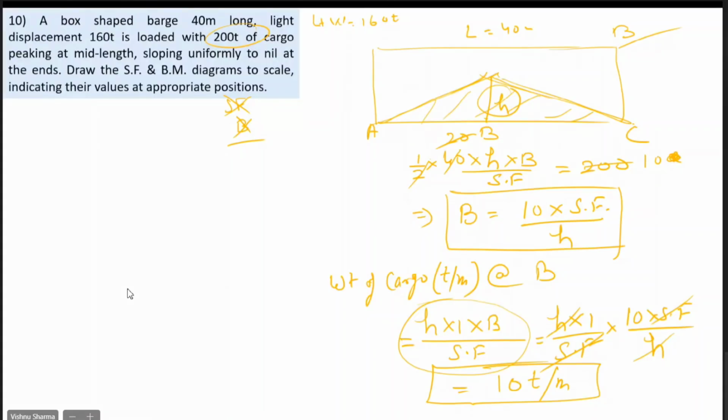You told us, okay, height is H multiplied by 1 meter multiplied by breadth divided by stowage factor. I don't know the breadth, I don't know H, I don't have the stowage factor. How do I get it? So this is the way you will get the weight of cargo at B per unit length. So that is the difference. Once that is done, the question becomes like any one of the sloping ones that we have solved. It's like the first question once this 10 tons per meter is calculated.